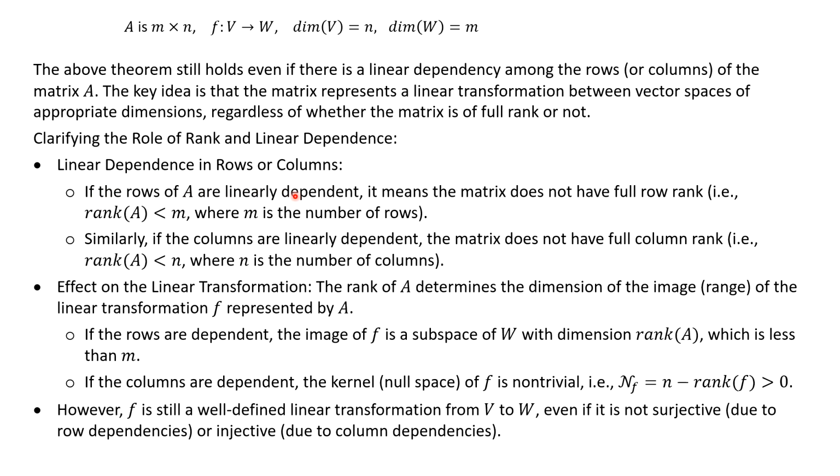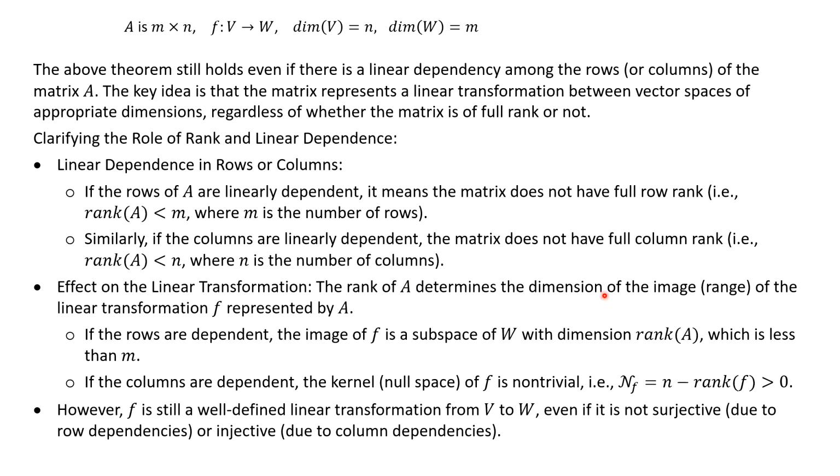If the rows of A are linearly dependent, it means the matrix does not have full row rank. The rank of A is less than m in that case, where m is the number of rows. If the columns are linearly dependent, the matrix does not have full column rank, i.e. the rank of A is less than n, where n is the number of columns. Then what's the implication of having these dependencies on our theorem from the previous slide? That's what I'll discuss here.